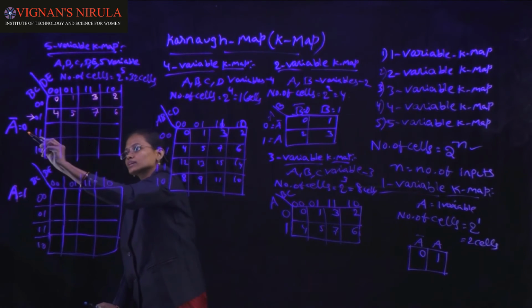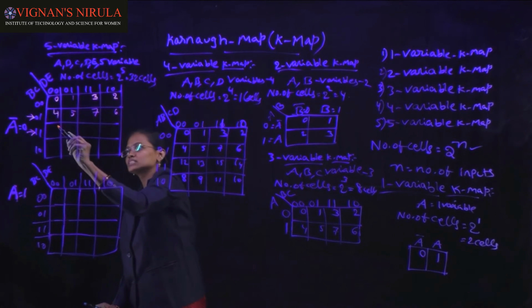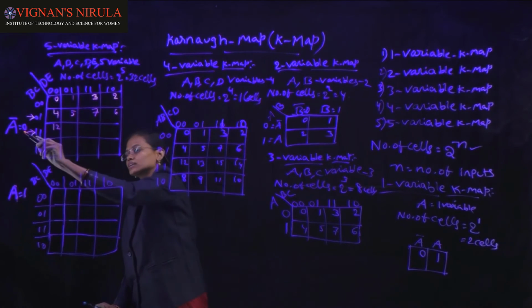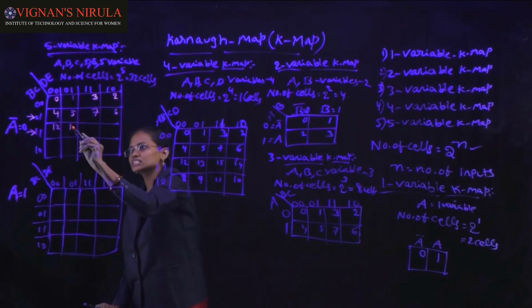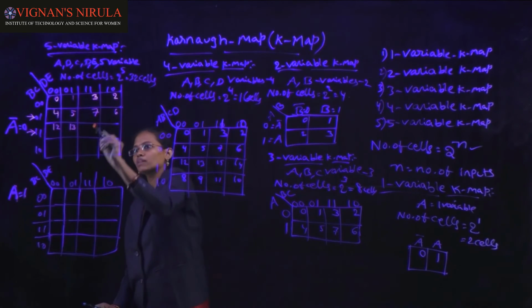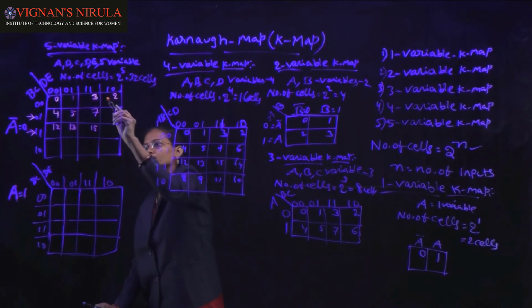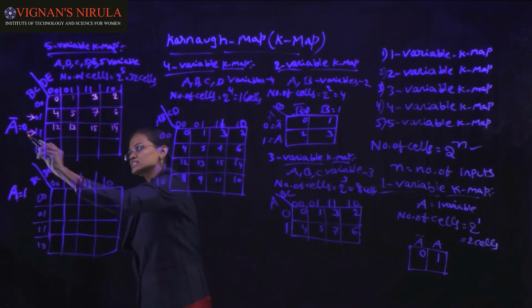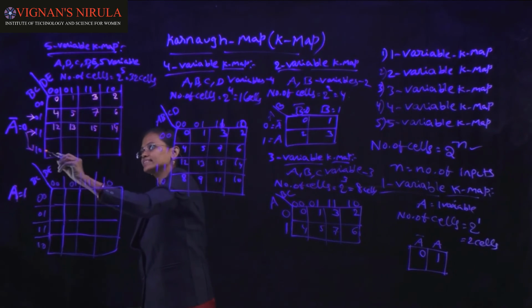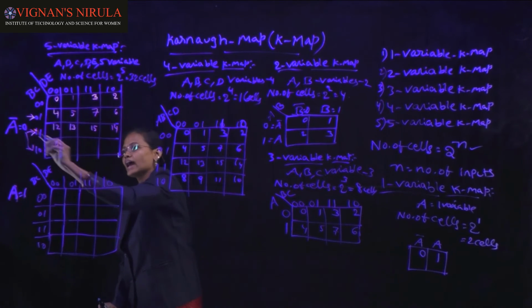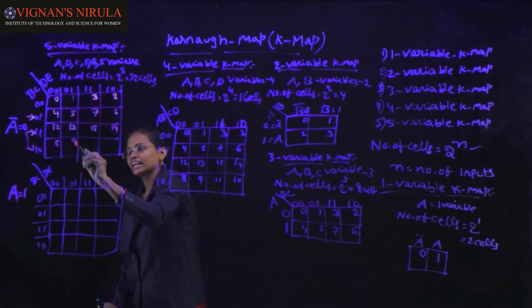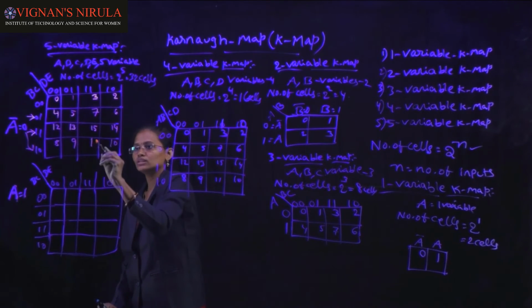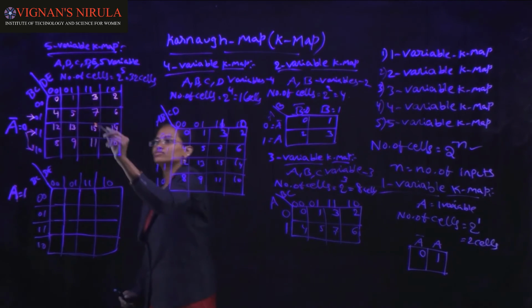And next considering this row, 0 1 1 0 0 is 12. And this is 0 1 1 0 1 is 13. 0 1 1 1 1 is 15. 0 1 1 1 0 is 14. And next we are considering this row, 0 1 0 0 0 is 8. And 0 1 0 0 1 is 9. This is 10. And this one 11. Okay, 0 to 15, 16 cells.